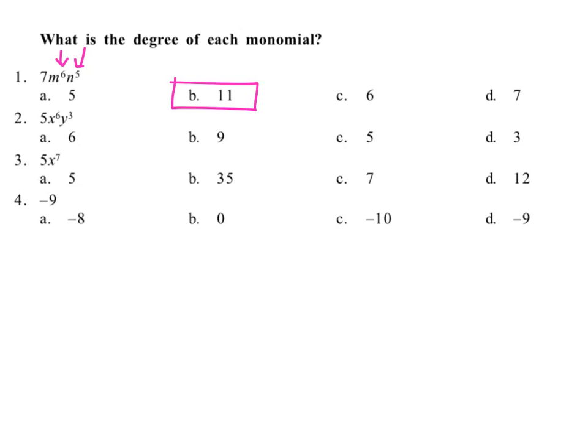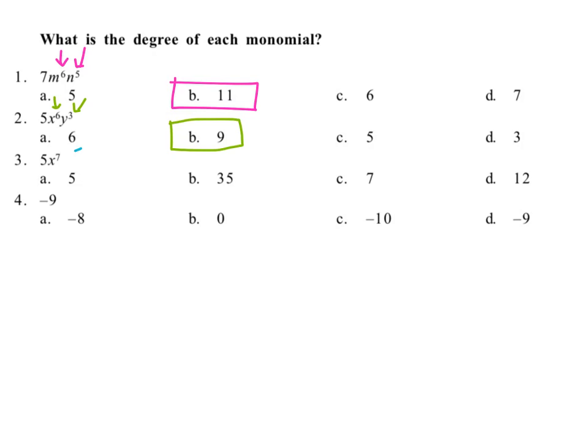as our polynomial degree. Okay, I call it a polynomial. Monomials, binomials, trinomials, they're all forms of polynomials. Okay, so let's do the next one. We've got a 6 there and a 3 there. 6 plus 3 adds together to 9. So this one has degree of 9.